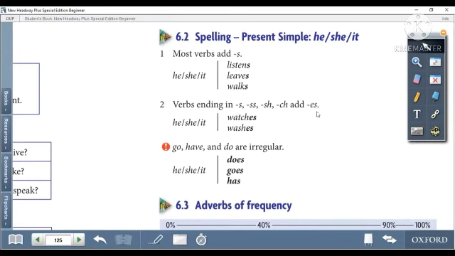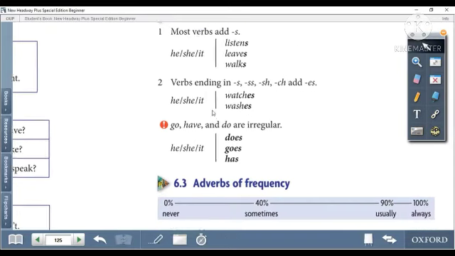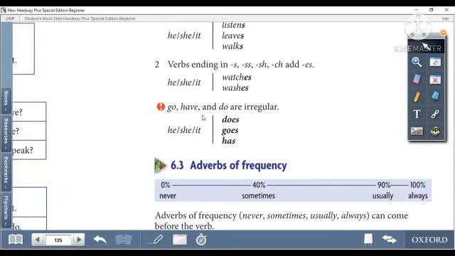We add es. زي عندنا for example watch، هنا انتهت ب ch أضفت لها es. wash اللي هي انتهت ب sh أضفت لها es. طيب بالنسبة ل go have and do، بالنسبة لدي الverbs لما أضيف عليها s الزمن المضارع البسيط اللي هي present simple s تعتبر irregular. ليه؟ لأنه شكلها يتغير تماما. عندنا هنا do تقلب على does، و have has، و go goes.